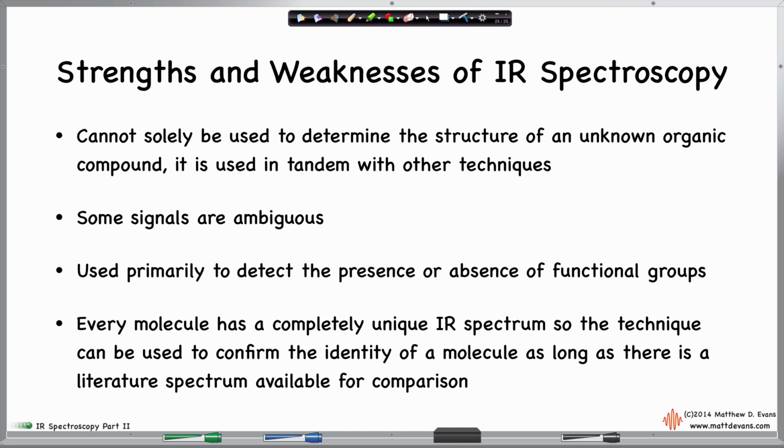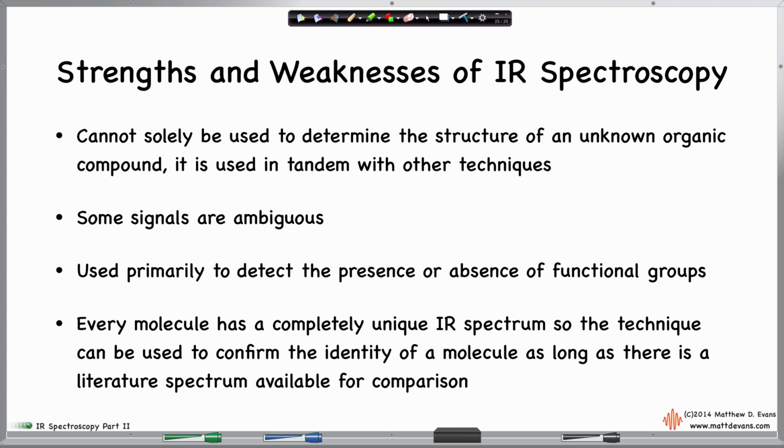Of course, a lot of the signals are ambiguous. The more atoms you have in your molecule, the tougher it gets, because there become a lot of absorptions. It really gets hard to figure out what's going on where. It's used primarily to detect the presence or absence of functional groups, the key words being presence or absence of functional groups. So I can quickly tell whether my molecule contains a carbonyl or it doesn't, from the presence or absence of that absorption.